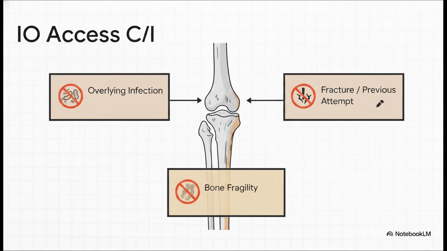Your immediate next best step is intraosseous, or IO access. Usually you're going right for the proximal tibia. But wait, before you drill, scan for the strict contraindications. This is a classic exam trap. You cannot place an IO line if there's an overlying infection, like cellulitis, right at the site. You also can't do it if there's a fracture or a previous IO attempt in that specific extremity. And lastly, look out for conditions involving bone fragility, like osteogenesis imperfecta. If all those are clear, drill the IO and get those fluids going.